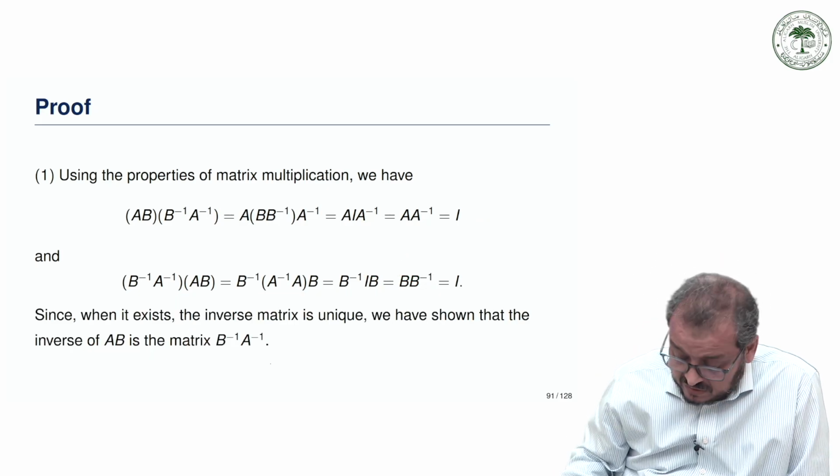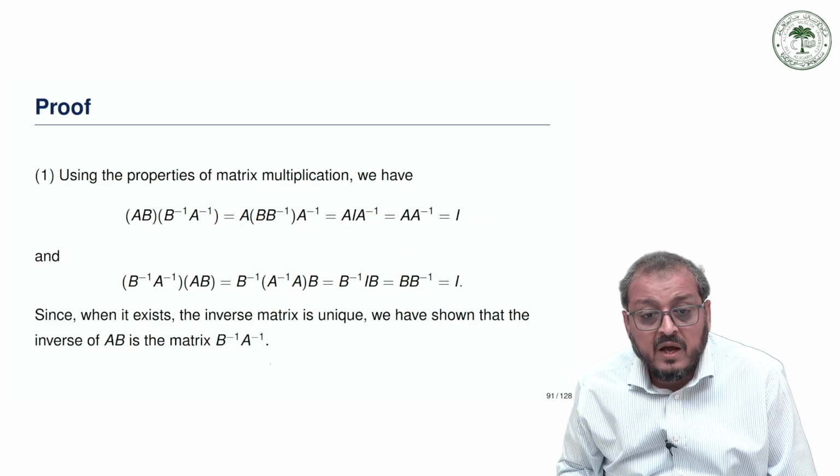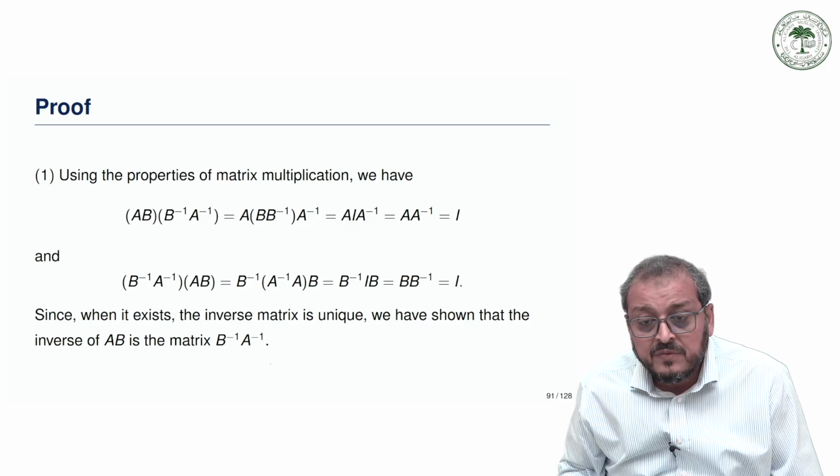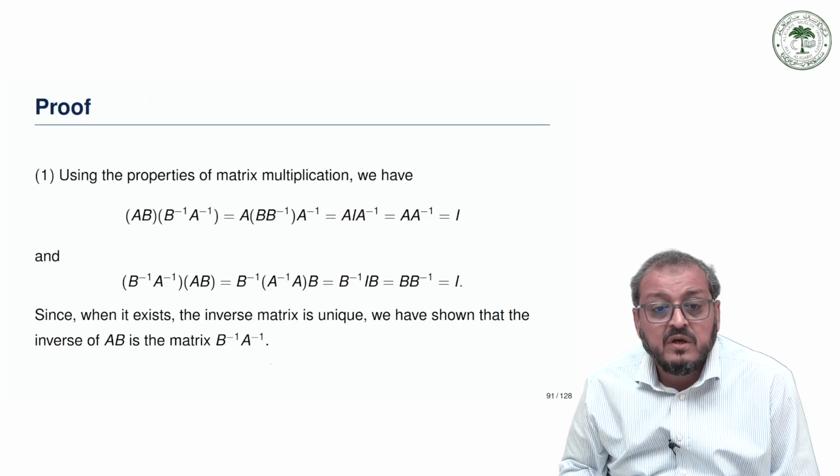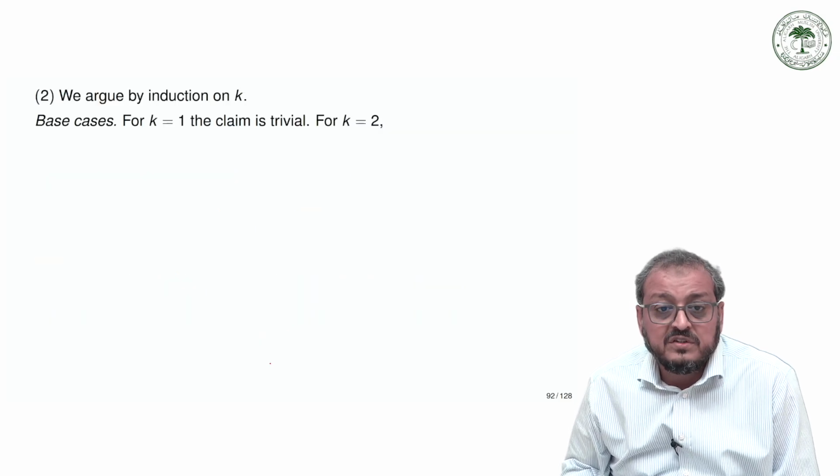And we know that the inverse is unique. So inverse is unique means we have shown that the inverse of AB is the matrix B inverse A inverse.